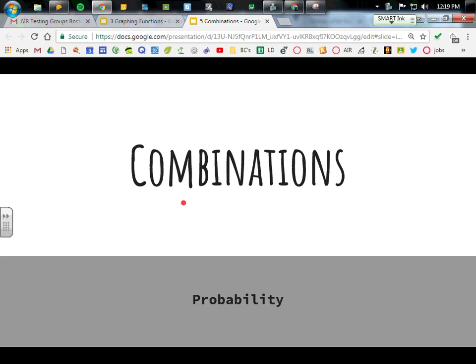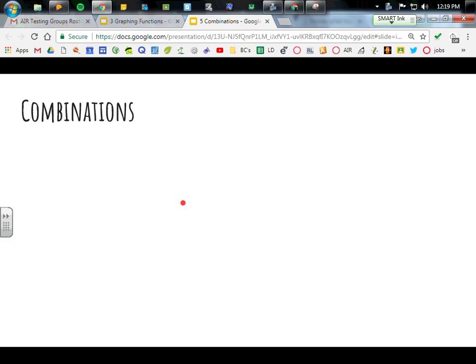All right, today we're talking about something called combinations. This is really similar to the permutations that we did in the last video, but there is kind of an important difference. So let's take a look at what that is.